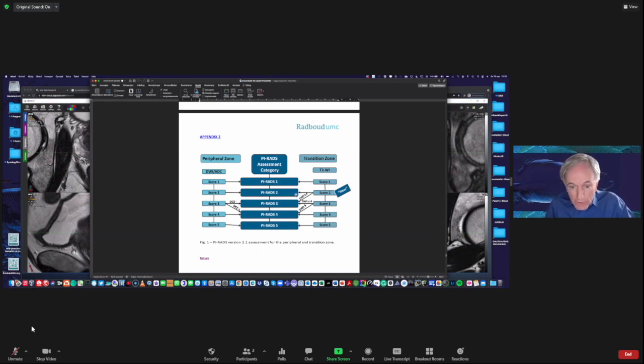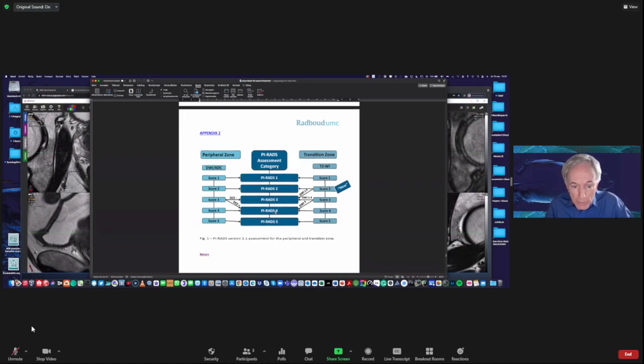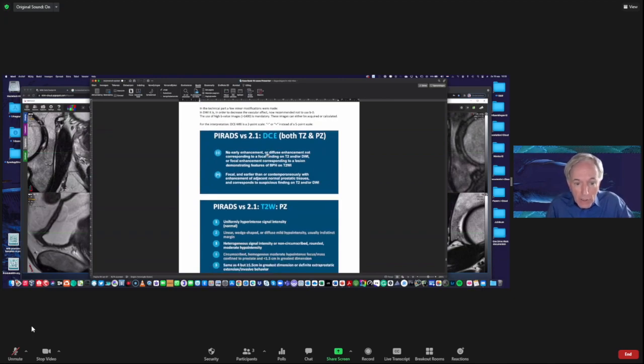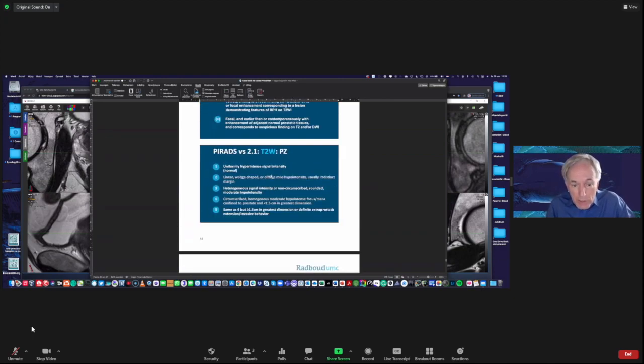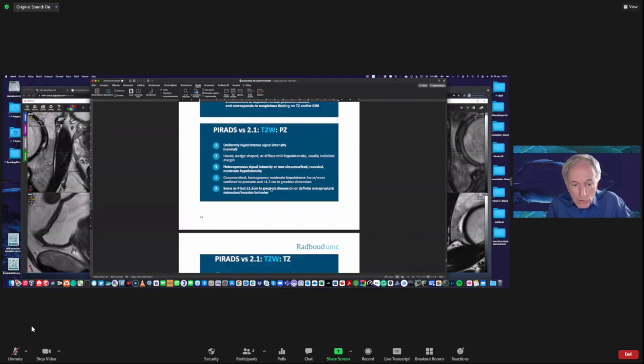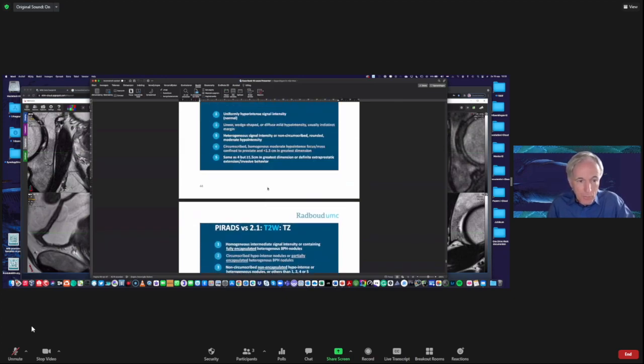I have asked you to download a digital book, and actually this scheme is in this book. Also in the scheme there is the description in how to score with DCE, how to score the peripheral zone in T2, etc. But I will come to that when I'm dealing with the cases.